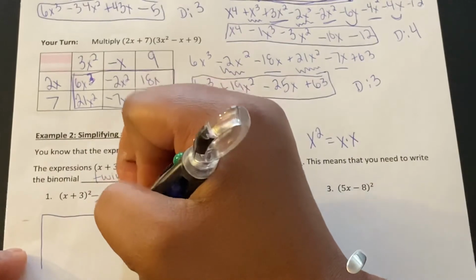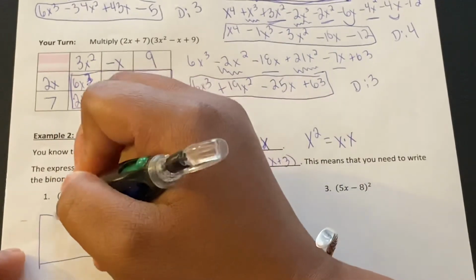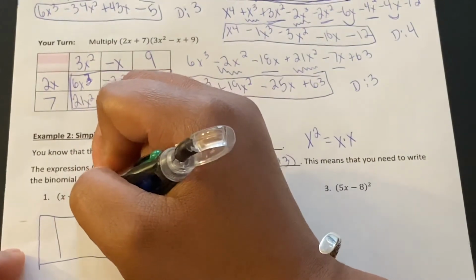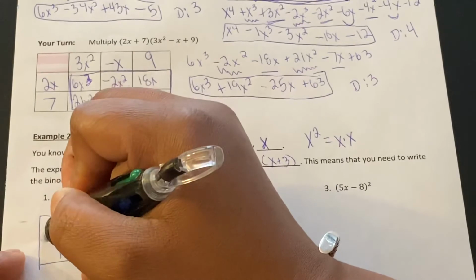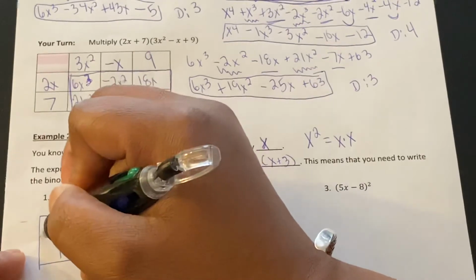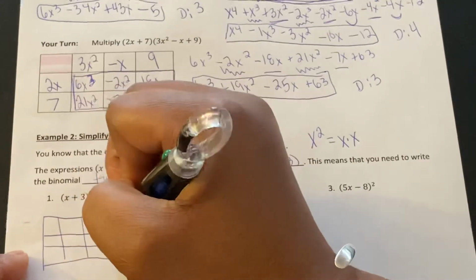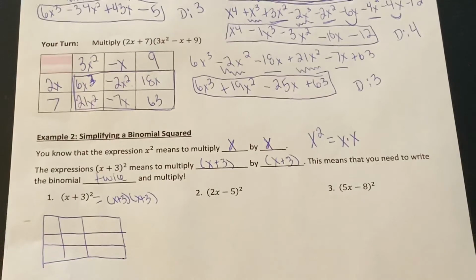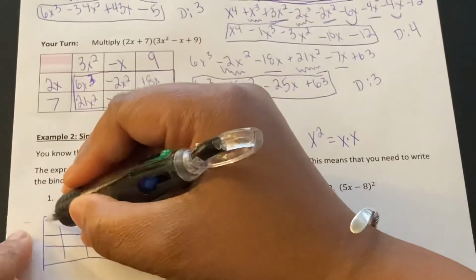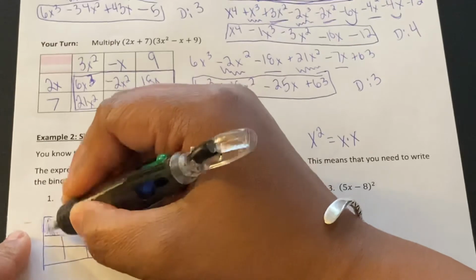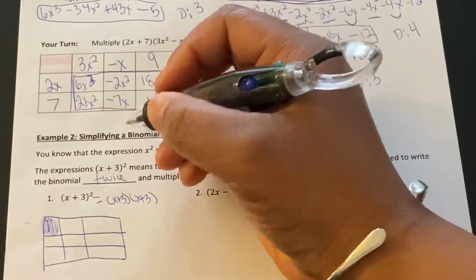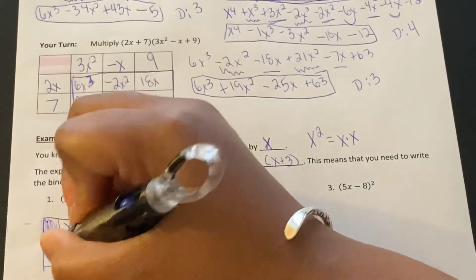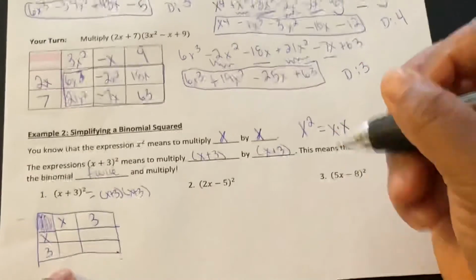I'm going to write out my box. Okay, that's an ugly box, but I wrote it out. Doesn't matter how pretty your box is, as long as it helps you. So in this top corner is always just a blank one. In the top here, I'm going to write x and 3 and x and 3, and I'm going to do my multiplication.